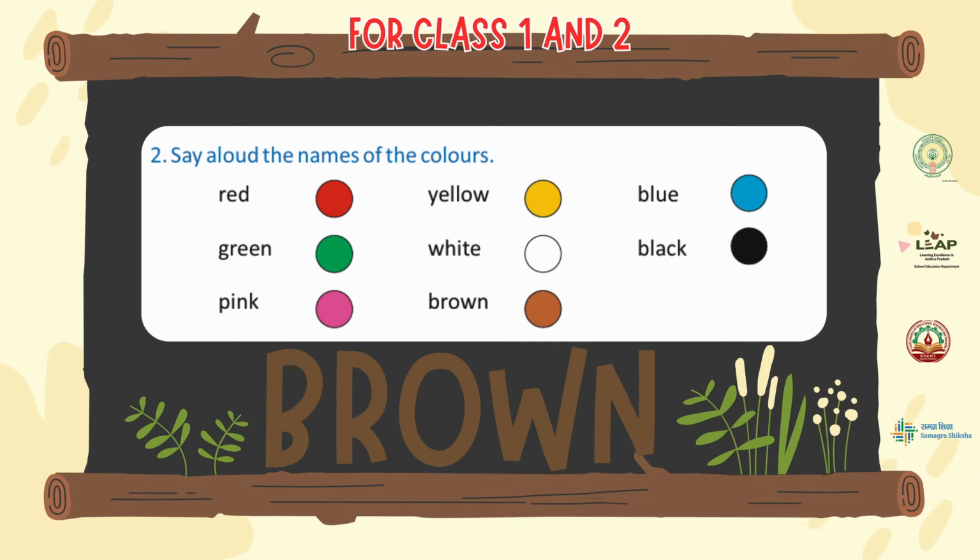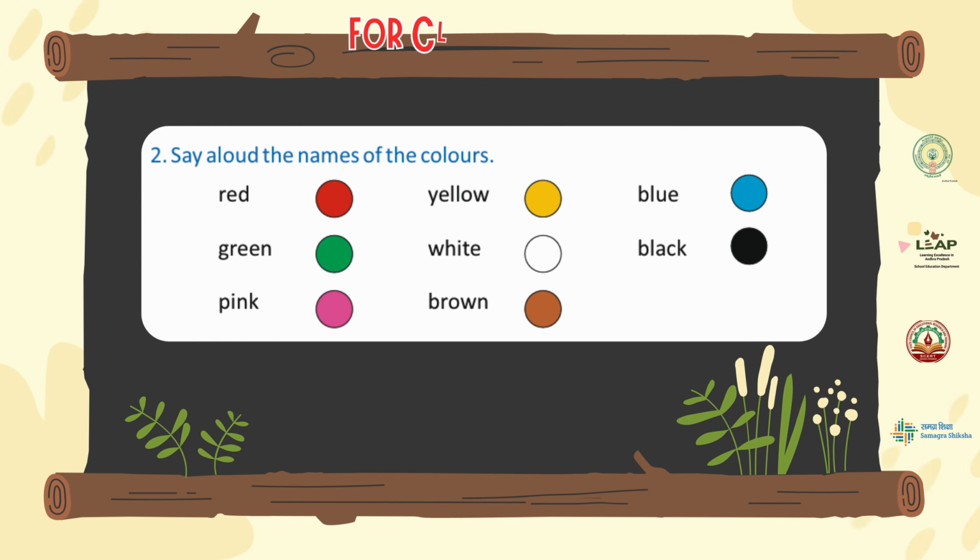So spell it. B-R-O-W-N. Brown. Once again, B-R-O-W-N. Brown. Now, my dear children, show me something red. Then students look around and show something, any object that is red in color.